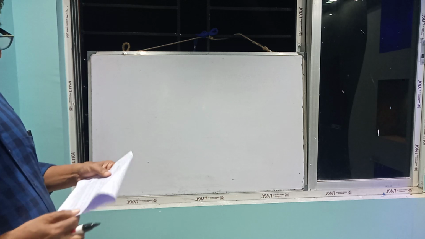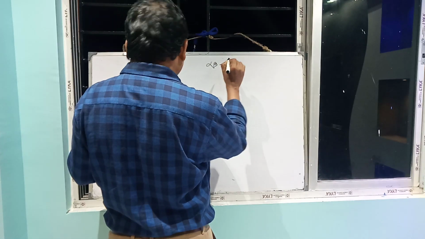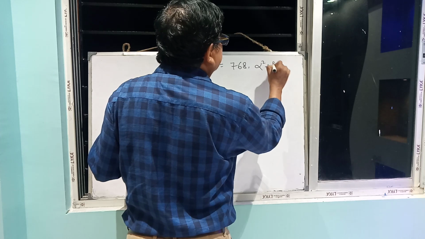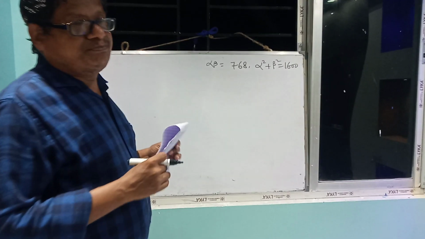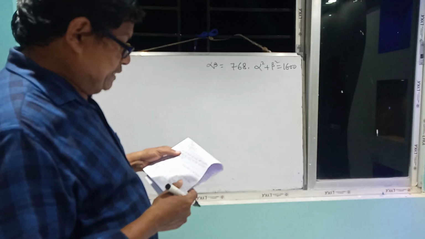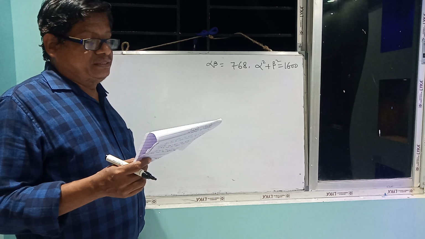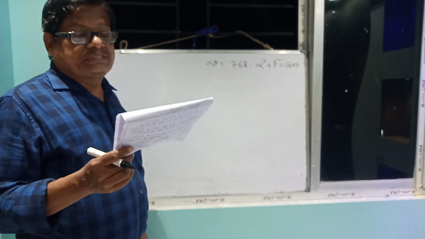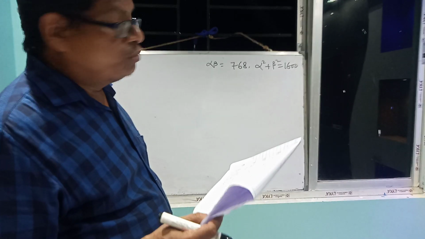Again, alpha and beta are roots of the equation. The relation is given: alpha beta equals 768 and alpha square plus beta square equals 1602. Find alpha plus beta and alpha beta. Here again, find the quadratic equation whose roots are alpha and beta, satisfying the relation alpha beta equal to 768 and alpha square plus beta square equal to 1602.